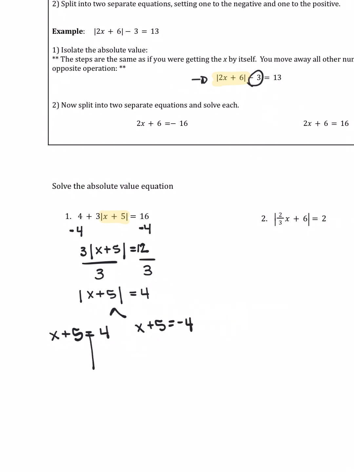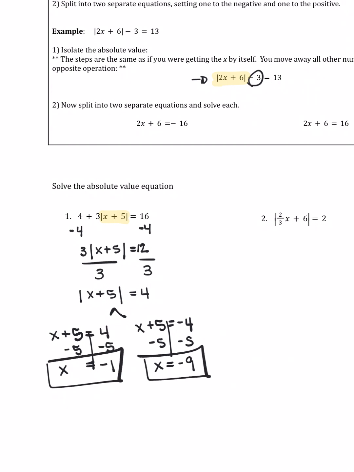Now I'm just solving like I normally do. So I'm going to subtract 5. So x in this situation can be -1, or it can be -9. Both of those work to solve this equation.